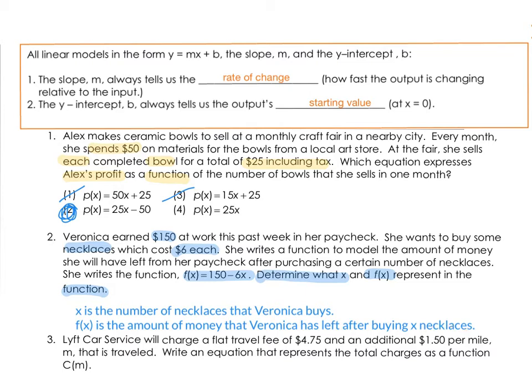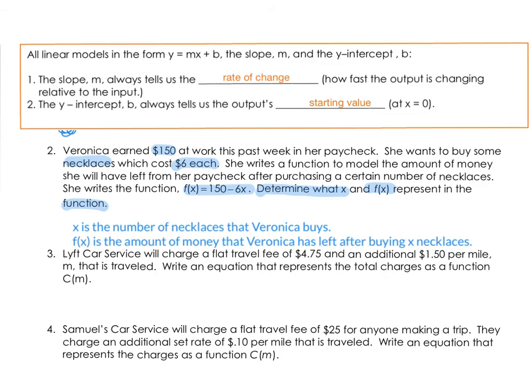Okay, let's do one more together. So this time we're going to write one together. So Lyft car service will charge a flat fee of $4.75. So I'm going to pay that no matter what. And an additional $1.50 per mile. So that means that we're going to add $1.50 per mile m that is traveled. Then we need to write an equation that represents the total charges as a function. So that's why they wrote here C of m.